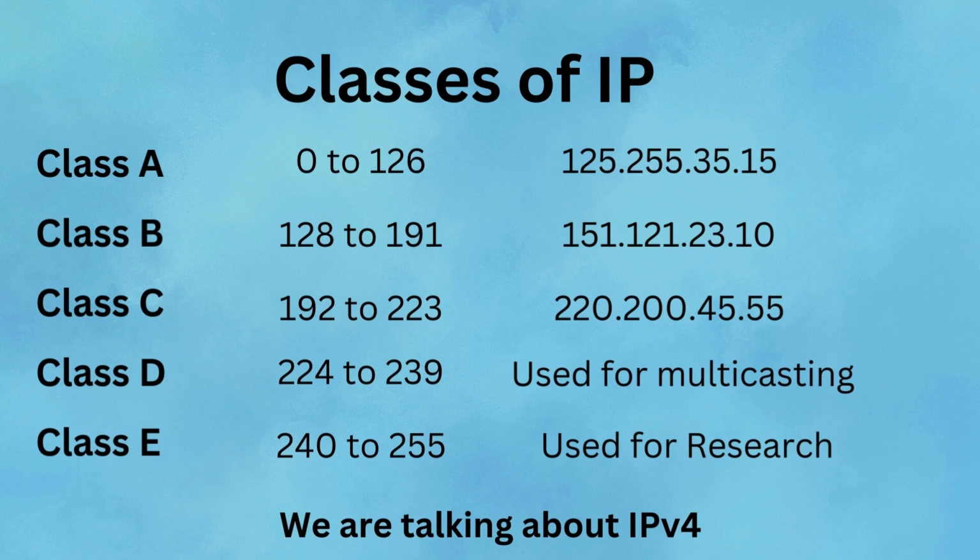Class D addresses are used to send data to multiple hosts that are part of a multicast group rather than broadcasting to all devices on a network. Class E addresses are not intended for general public use and are primarily allocated for experimental applications and research in networking. We are talking about IPv4.